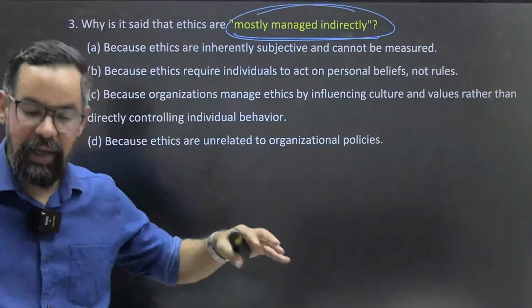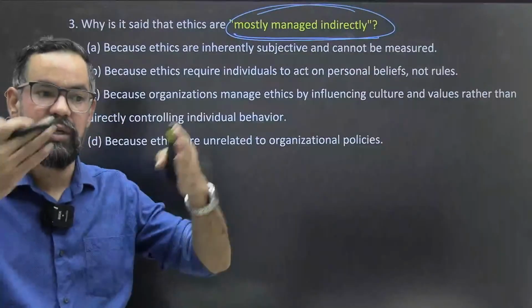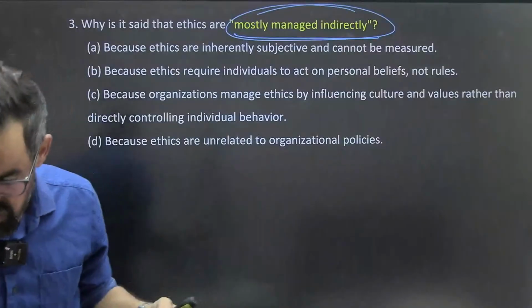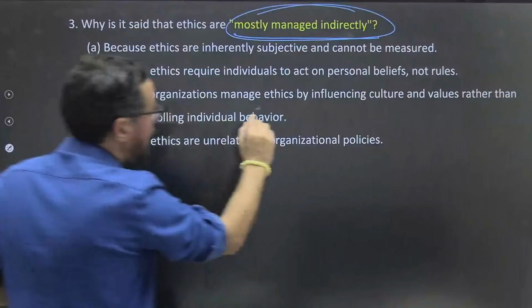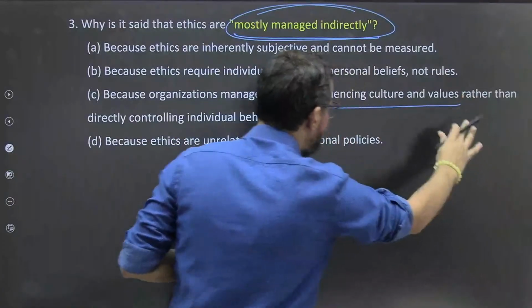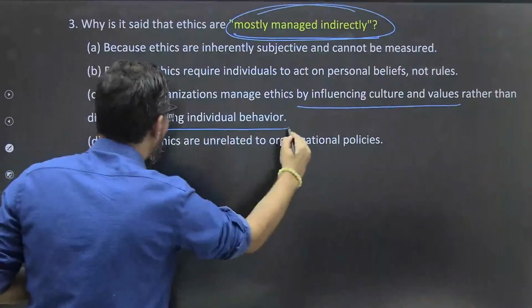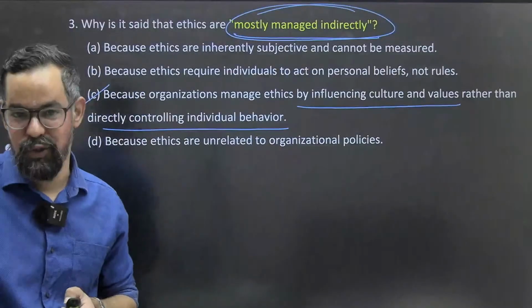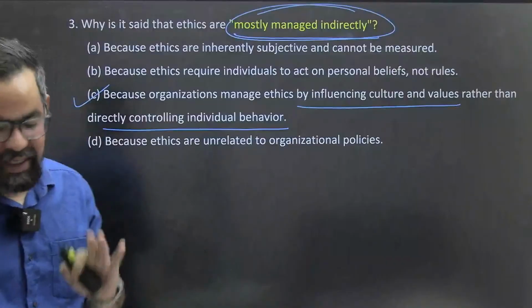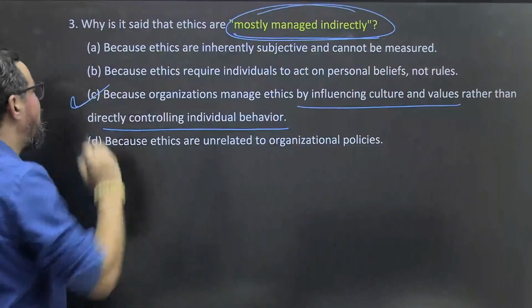There are so many areas, even culture, religion, law, and there are so many sources. Option C, people are saying, because organization manage ethics by influencing culture, values rather than directly controlling individuals. 100% true. This is the very first question, we got the correct answer. Everybody is correct here. Okay? So option C should be the right answer for this one.